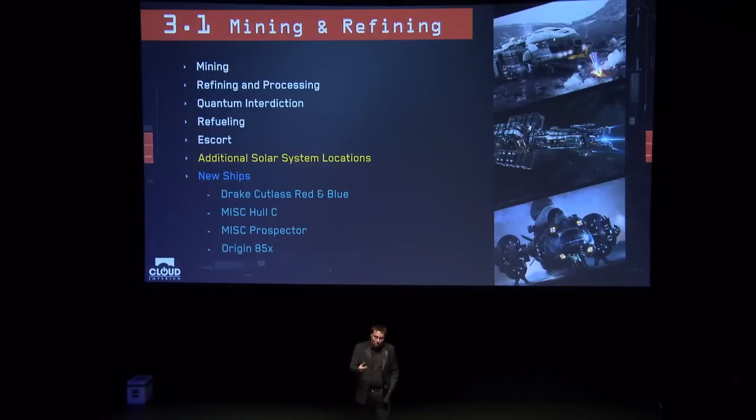But anyway, so 3.1 is going to have mining, we're going to have refining and processing, we're going to have quantum interdiction, which means you'll be able to wait and pull people out of quantum travel, whether it's AI or you're doing it yourself, refueling, escort. We're going to add additional locations to Stanton, and we're going to have the new Drake ships. Well, we already have the red and blue, but in the new way we do ships. The Mis Cull Sea for trading, the Prospector for mining, and the Origin 85X, which was this kind of cool cruiser that was with the 890 Jump. And if you already have an 890 Jump, of course you will get that already.